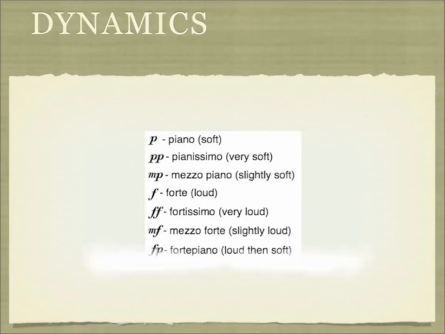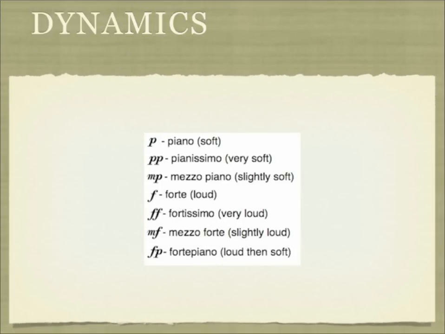Dynamics are the volume of the music. They range from very soft to very loud and are represented by a letter or letters shown below. To the right, you'll see both the Italian and the English translations. In the following example, listen how the dynamics start at a pianissimo, very soft, then they build to a fortissimo, very loud, and then they go back to a pianissimo, very soft.